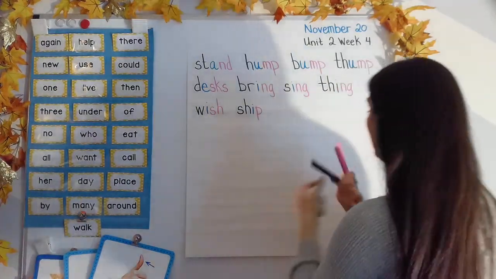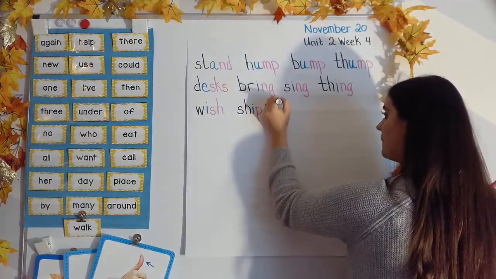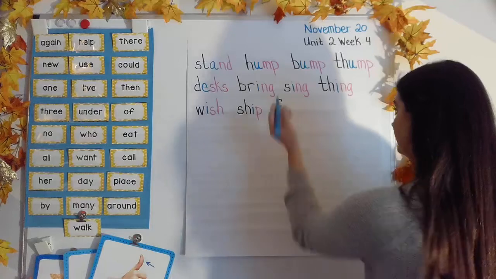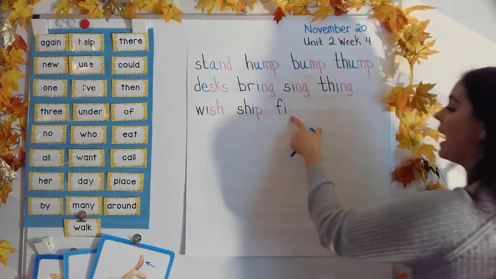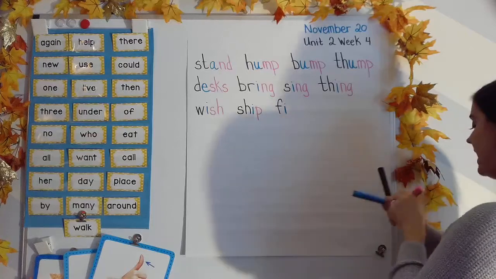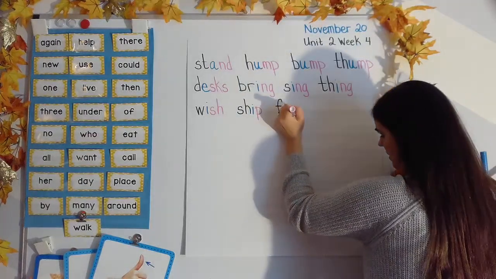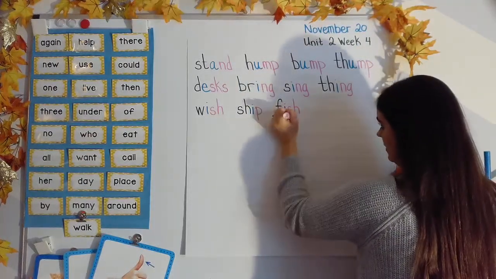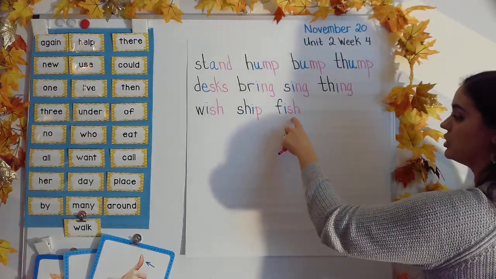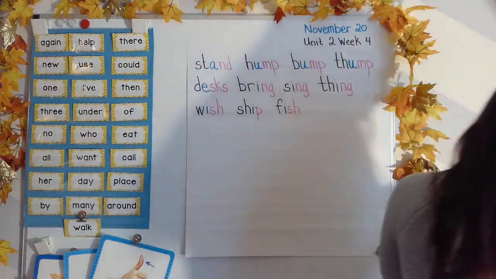Next word. Fish. Your turn. Sh. Fish. F says f. I says i. Let's blend. Fi. S and H, sh. Fa, ish. Fish.